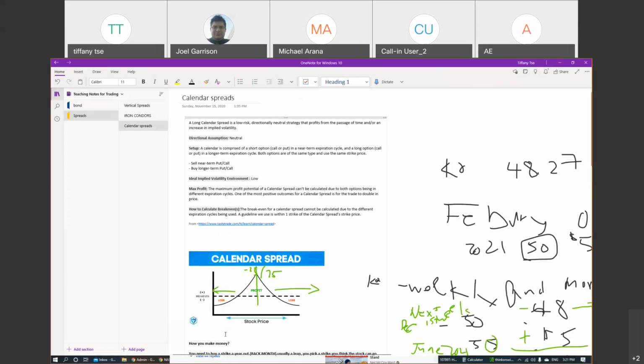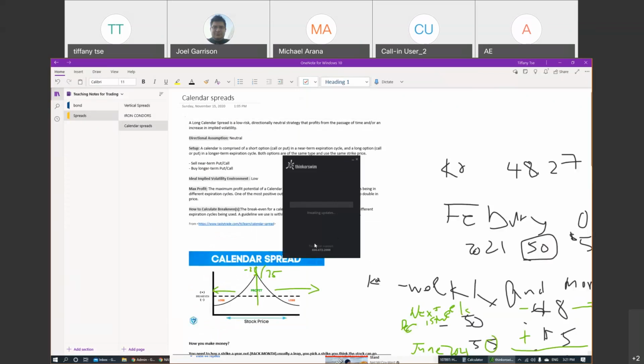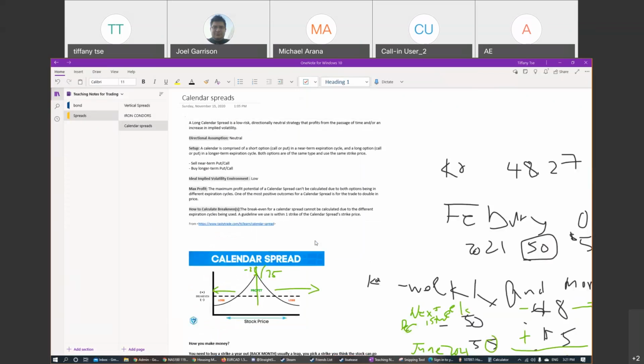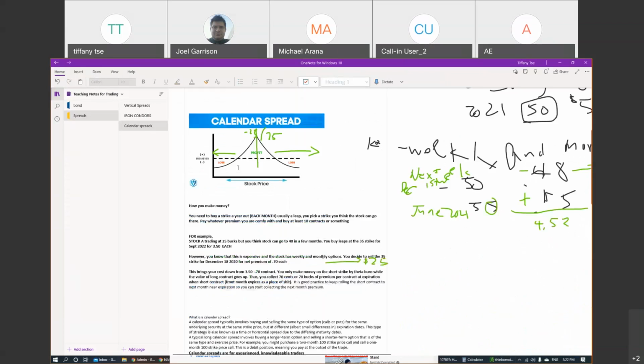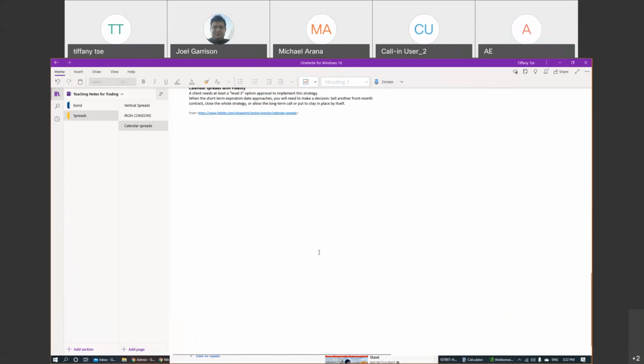Today we're just going over calendars, and I'm going to show you an example. Technically, a calendar is a debit spread, until you get into diagonals, which are more like a credit spread, but it's still picking a direction. So with calendar spreads, you can have a double calendar spread.